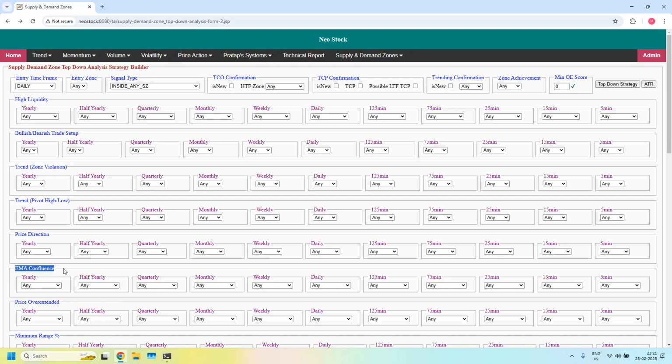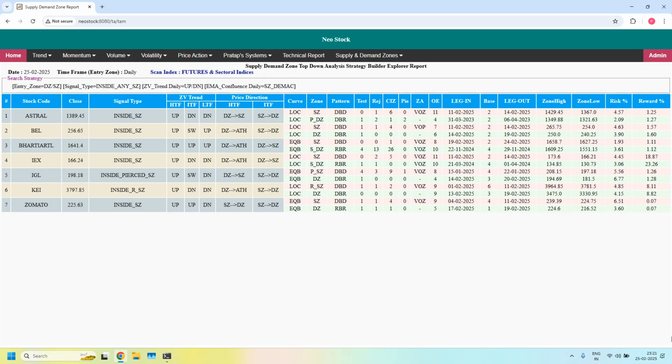In the EMA Confluence at a daily time frame, I am setting the filter daily supply zone having daily EMA Confluence. And trend on the daily should not be sideways. It can be up or down. So out of 14, 7 stocks are filtered. All these daily supply zones are having daily EMA Confluence. So this is about daily time frame.